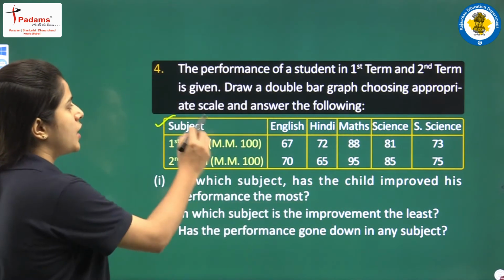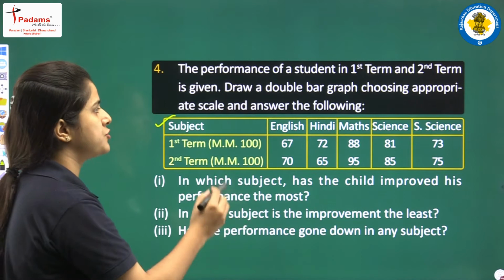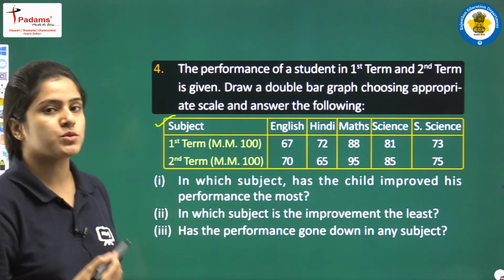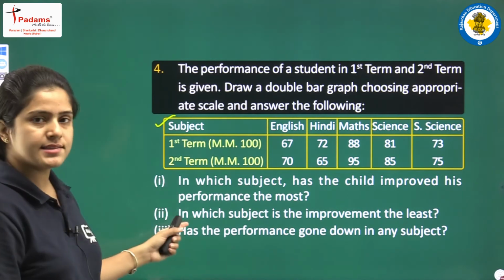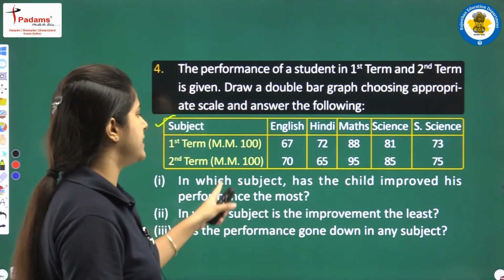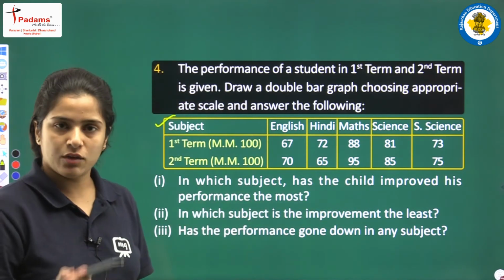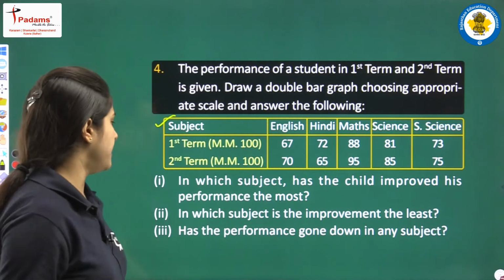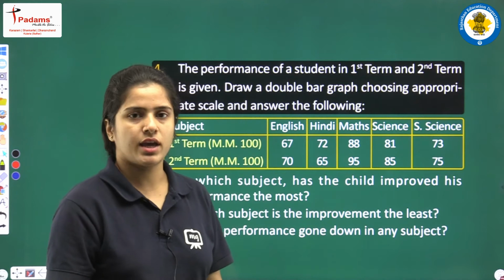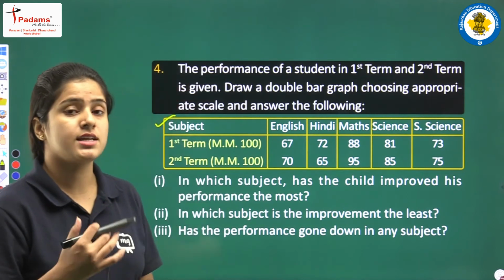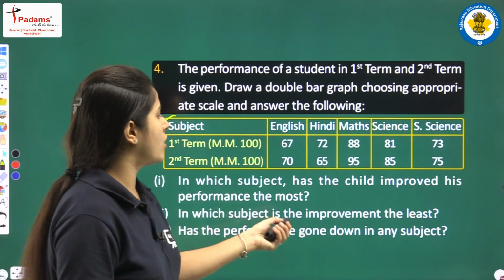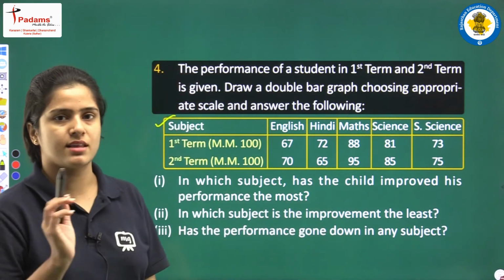Alright students, now we have to draw a double bar graph choosing an appropriate scale and answer the following. In which subject has the child improved his performance the most? In what subject is the improvement the least? And the third part, has the performance gone down in any subject? We have to answer this as well, okay?